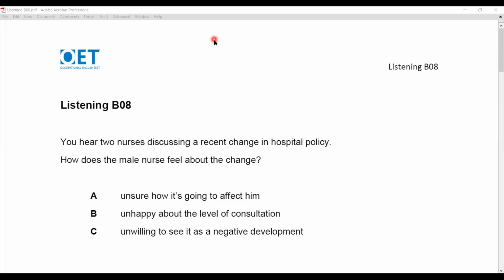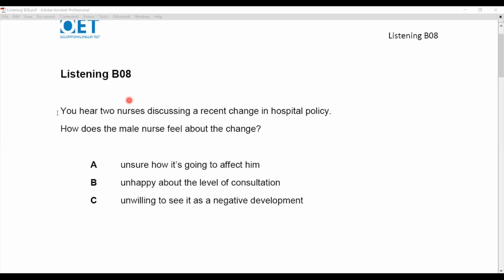Okay, now the next question, which is again on agreement. You hear two nurses discussing a recent change in the hospital policy. Now, see here, you don't have to find out where they both agree, but you have to find out what does the male nurse feel about it. So this indicates that you are going to have one male nurse and the other female nurse. You have to mainly pay attention to what the male nurse has to say about it. Again, you pay attention to the negatives in the question.